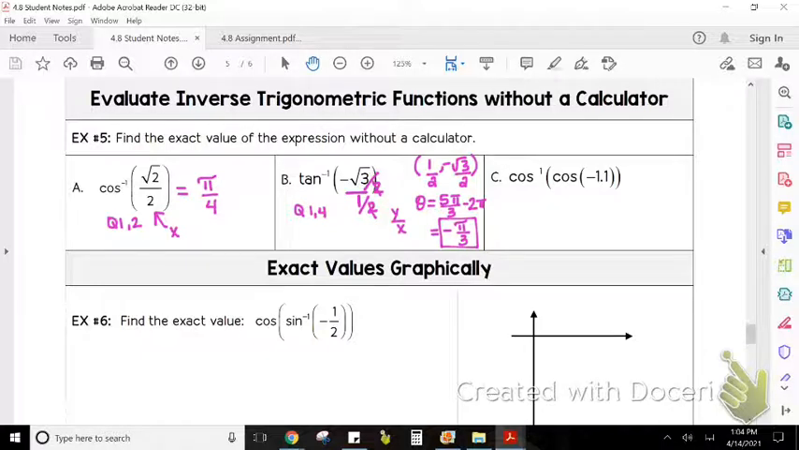All right, and what about C without a calculator? It would be 1.1. Well, we said that the inverse of the original cancels itself out, and so it's equal to, excuse me, negative 1.1. Then we have to check: is that between 0 and pi? It's negative, so obviously it's not, right? So we've got to think of something else.